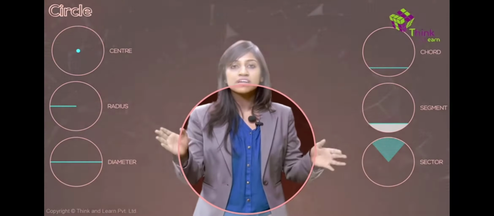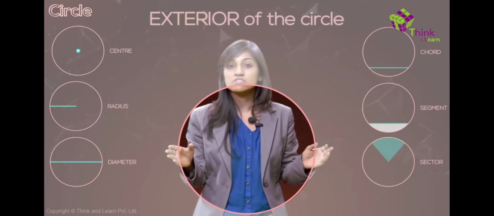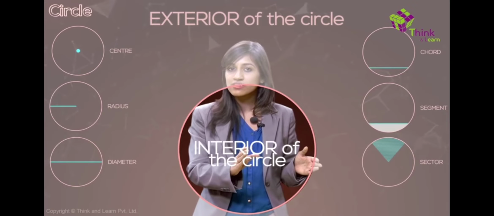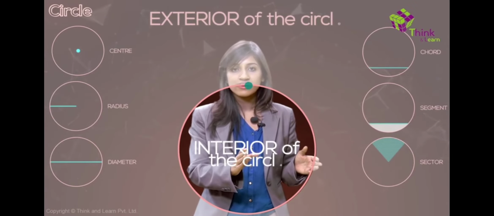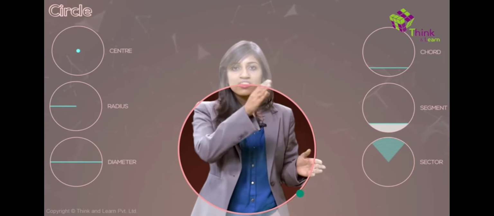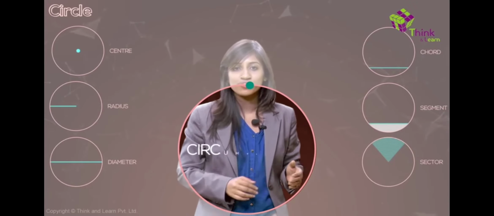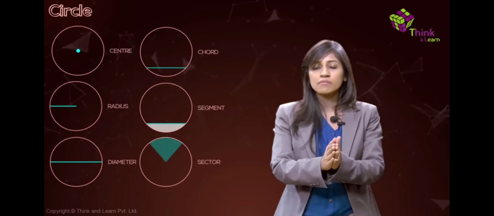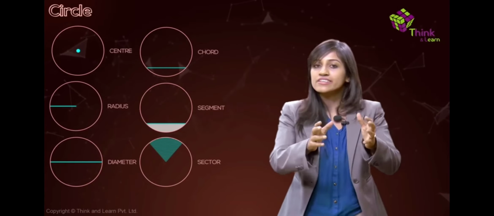Whatever is outside the circle is the exterior of the circle because it's outside. And this is the interior because it's inside. And finally, this is the circumference. Take a look over here. All the parts are named. Pause the frame. Take your time to digest all the different parts.